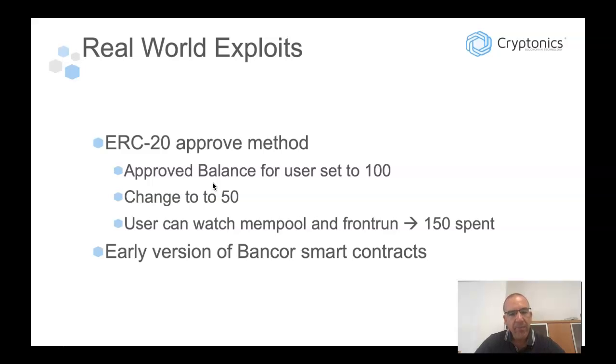And also the Bancor liquidity network, which is a decentralized way of exchanging funds, had an exploitable front-running issue in one of the earlier versions of the contracts, and that's been fixed now. I don't want to go into too much detail on that one.